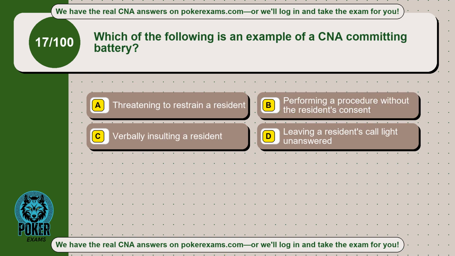Question 17. Which of the following is an example of a CNA committing battery? Option A. Threatening to restrain a resident. Option B. Performing a procedure without the resident's consent. Option C. Verbally insulting a resident. Option D. Leaving a resident's call light unanswered.